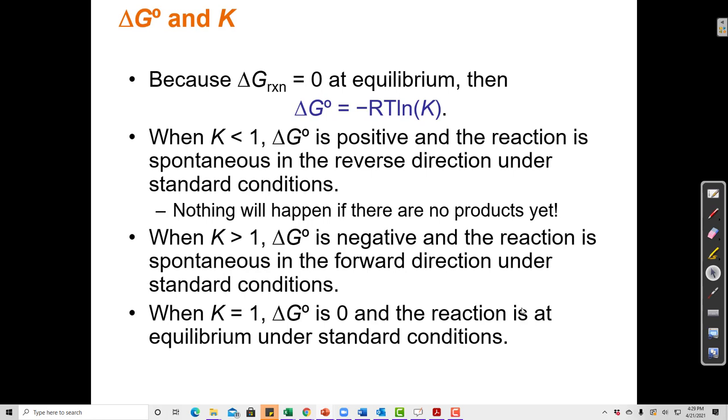Because delta G of reaction equals 0 at equilibrium, we know that delta G naught equals negative RT ln K. So again, when K is less than 1, delta G naught is positive, spontaneous in the reverse direction. When K is greater than 1, delta G naught is negative, spontaneous in the forward direction. And when K equals 1, delta G naught is 0, and the reaction is at equilibrium under standard conditions. But again, this is fairly atypical.